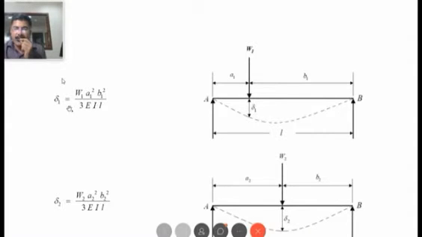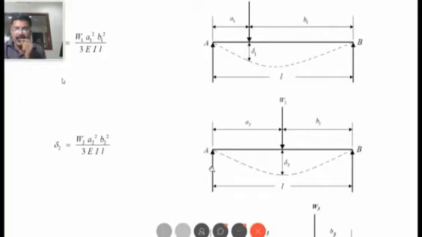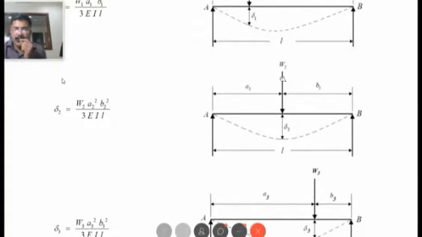Delta 1 you can find out by using the formula W1 A1 square B1 square divided by 3EIL, where W1 is the load applied, A1 is this distance, B1 is this distance, E is the Young's modulus of the material of the shaft, I is the moment of inertia of area of cross section of the shaft about neutral axis, and L is the span of the beam. Similarly, you can find out delta 2. Delta 2 is the deflection under the load W2, and W2 is acting at a distance A2 from the left hand side and B2 from the right end.